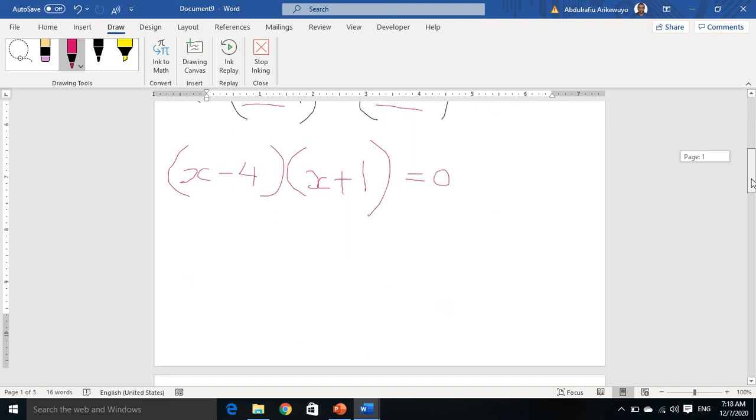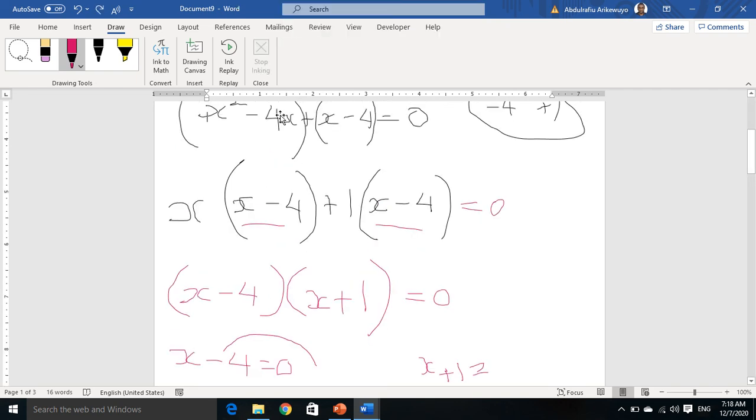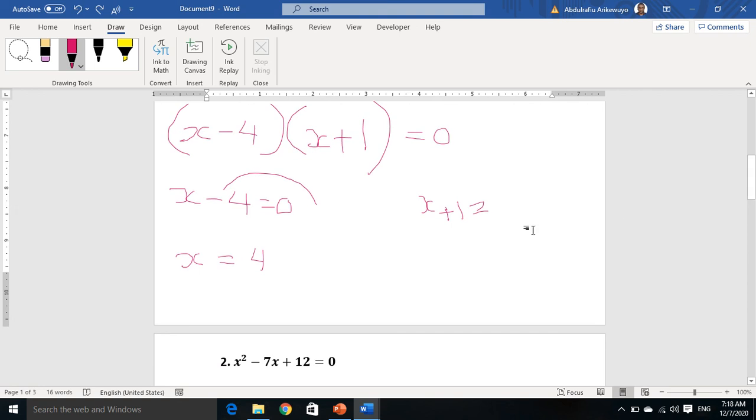Now let's go to the next step. Then I'll pick them one after the other. I will say x minus 4 equals 0. What it means is, if I take minus 4 to the other side, my x equals plus 4. So that is the first solution. The second one is x plus 1 equals 0. Sorry, that's not very clear. Okay, one minute. You can see that x plus 1 equals 0.